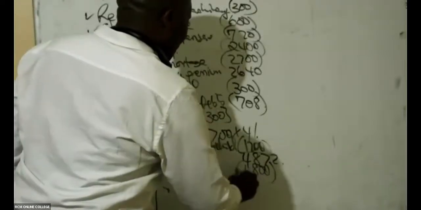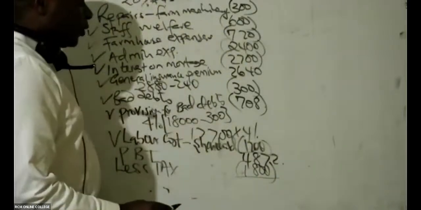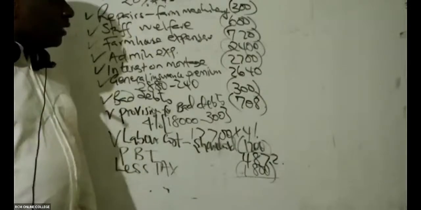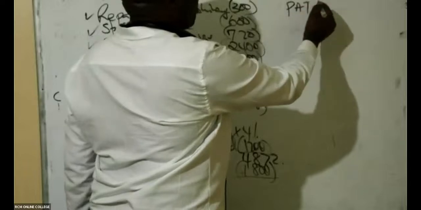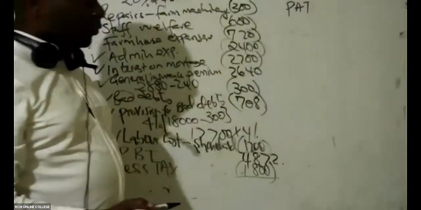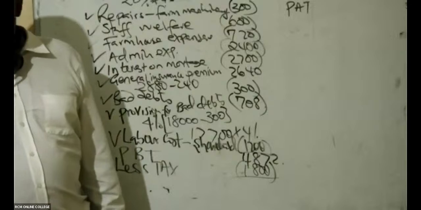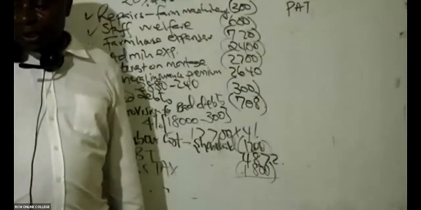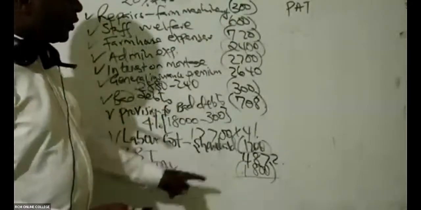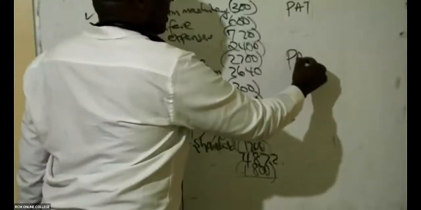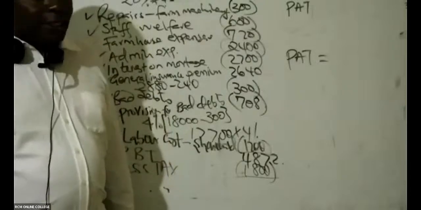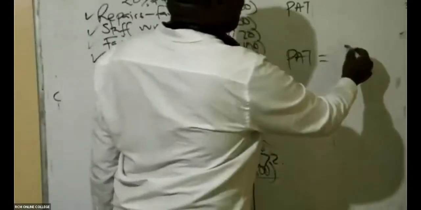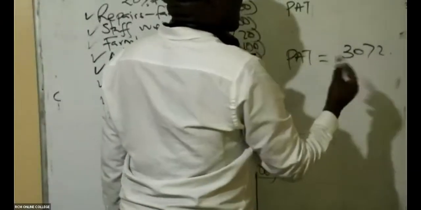And then we'll be able to come and give me the profit after tax, which is profit for the year. Anybody who is able to get this profit for the year, profit after tax? Yeah, 3072. Once you get profit for the year, now we have the profit carried forward.